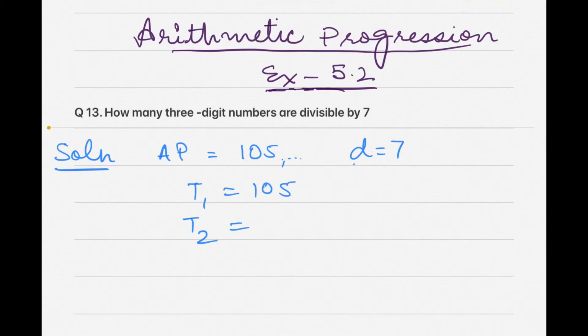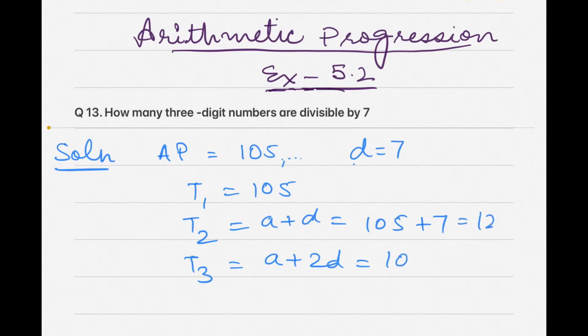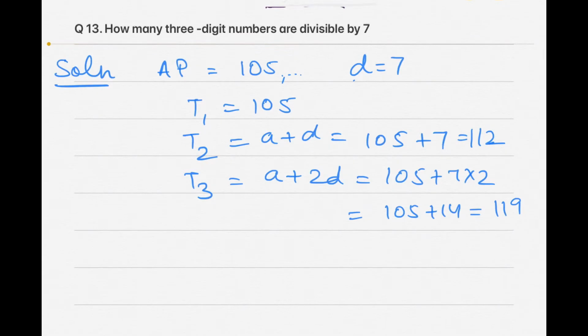So my T2 will be equal to A plus D. So that would give me 105 plus 7, which is 112, and then T3 will be equal to A plus 2D. So this will be 105 plus 7 into 2, so 105 plus 14. So this will be 119. So this keeps on going like that. So now I know my first three terms. So I would say my AP is equal to 105, then I have 112, 119, and so on.